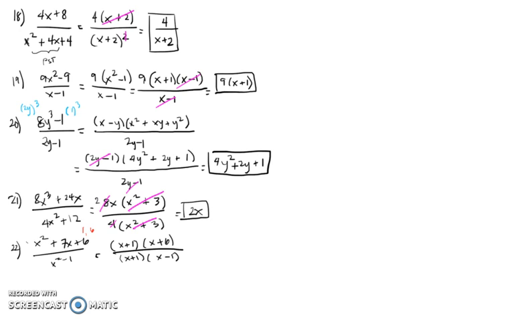Okay, so as I can see, I can factor x plus, I can cancel x plus 1, so my final answer would be x plus 6 over x minus 1. Okay, so for number 23, we proceed with number 23.